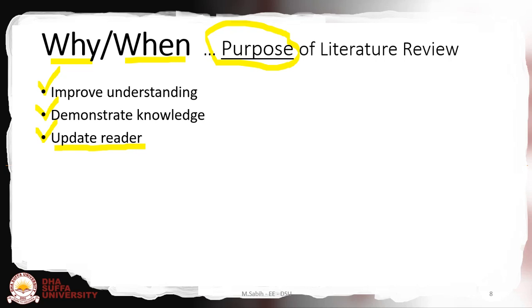So sometimes it is like updating the reader. I may ask you, for example, I want to do some research on cybersecurity for IoT, so go and figure it out and develop a small literature review. For me, as the reader, you go and figure out what the current state of the knowledge is.